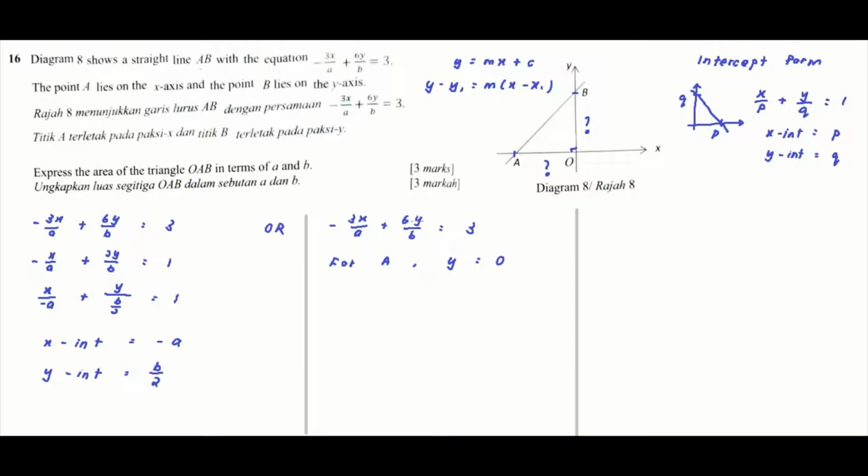So you can see that when y equals 0, 6 multiplied by 0 gives 0. Then 0 divided by b gives 0 as well. So after that, what do you have left? You are left with negative 3x over a equals 3, right? Then negative 3x equals 3a, and it will eventually give you x equals negative a, which is the same answer as what we found just now.